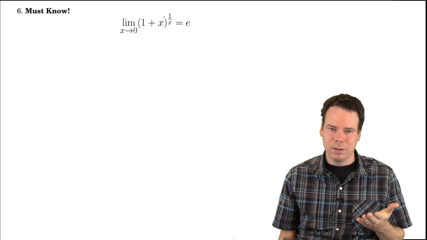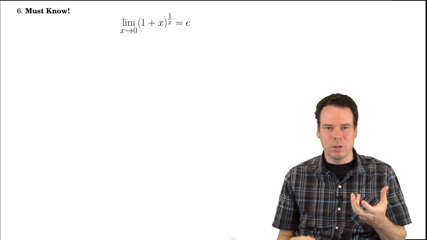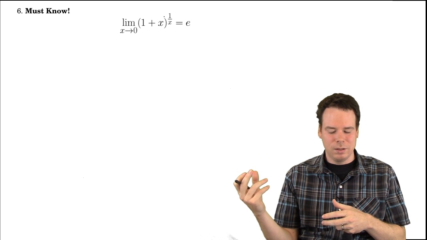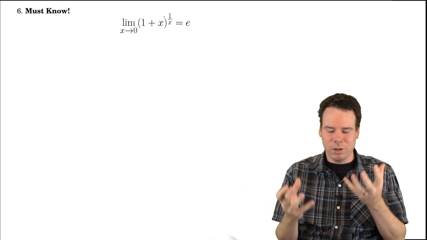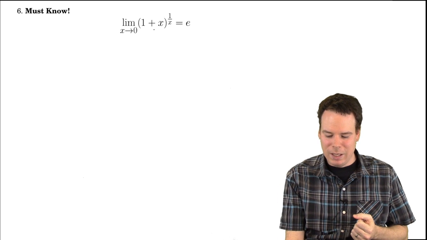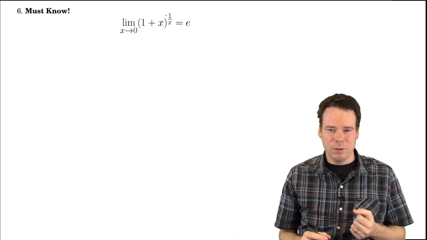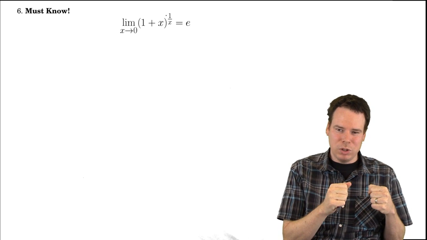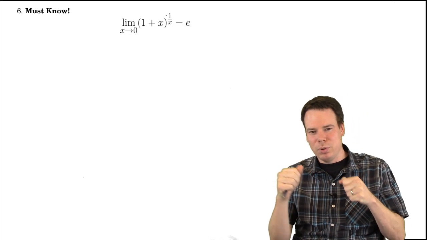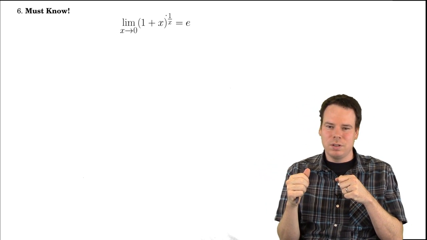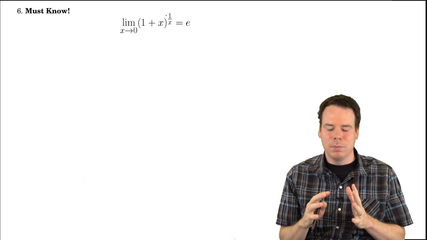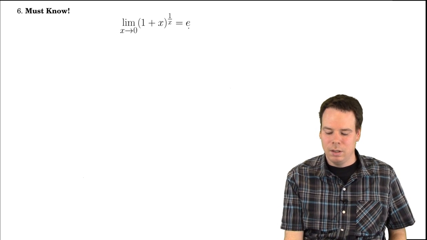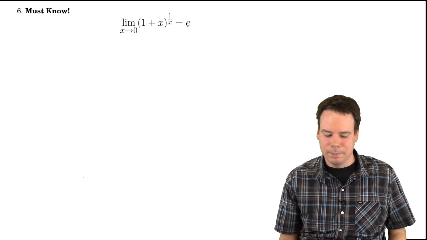Oh, but wait a minute. Any number to the power of infinity should be infinity. So there's this sort of tug-of-war going on here. We've got the base going to 1, the exponent going to infinity. The base is trying to pull the limit to 1. The exponent's trying to pull the limit to infinity. And it turns out that there's some sort of happy medium that this limit settles down to. And that's the natural number e.